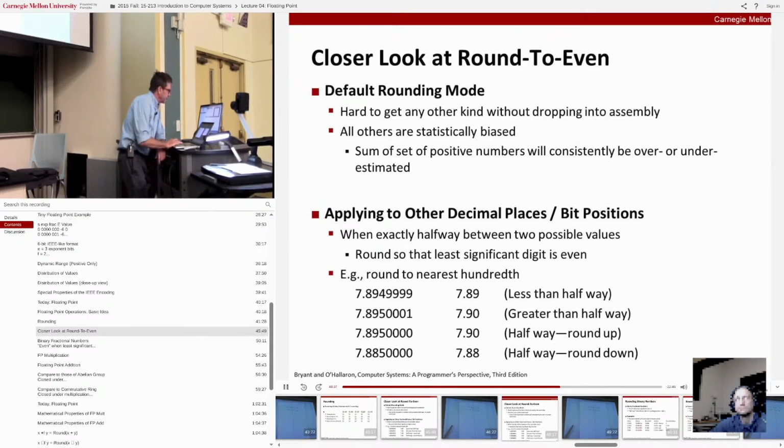Okay, now the last case, 7.885 followed by all zeros. That's another number that's halfway between two numbers rounded to the nearest hundredth. So in this case, 8 is even, so we round down, and to round down we just truncate. Just throw these digits away, and we get 7.88. So are there any questions about this?